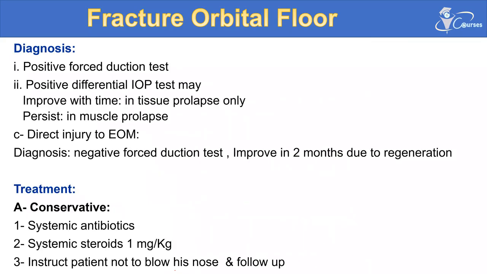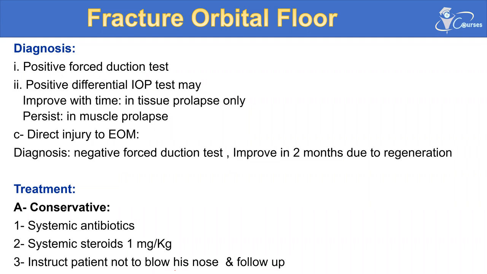So how can we diagnose a patient with orbital fracture? First of all, the force reduction test. In the force reduction test, we move the muscle against resistance using 2 forceps. If we push the muscle inferiorly, we will find resistance.